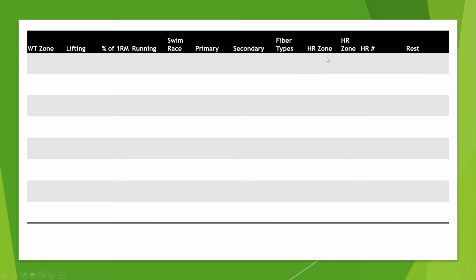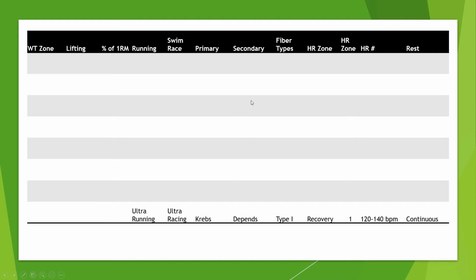And then, as well as the heart rate zone, the goal of the heart rate zone, and the heart rate number, beats per minute, and then how much rest you would take between intervals should you be doing an interval workout in these zones. So, without further ado, we'll start with our first zone, which is our recovery zone.